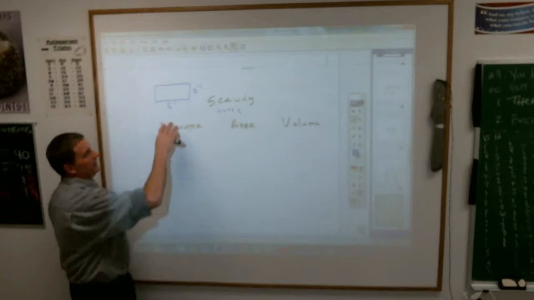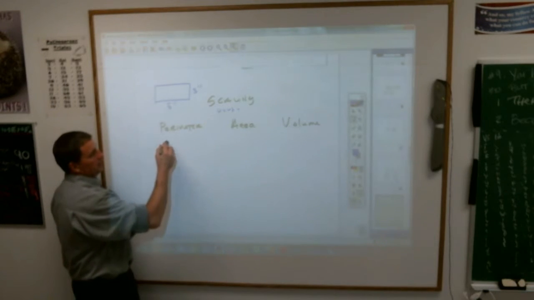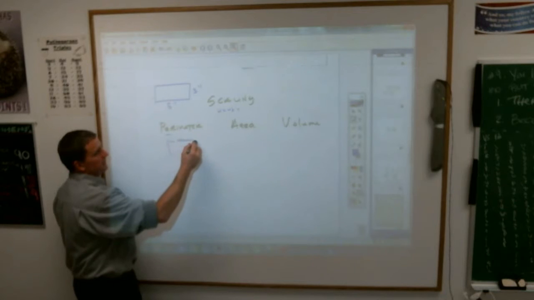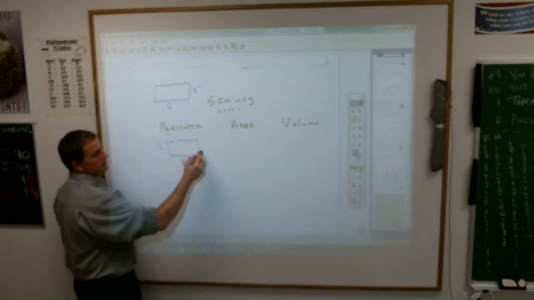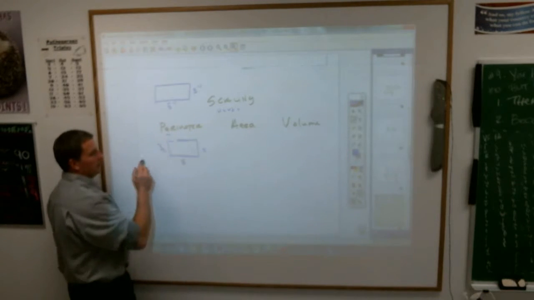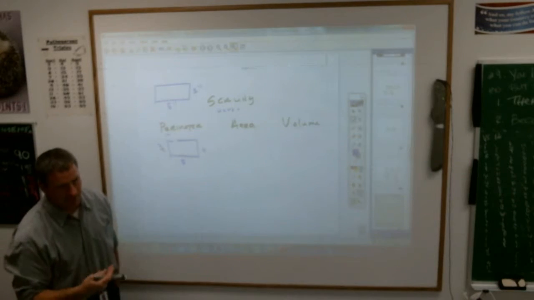What happens when you double the size of that pizza? Now let's figure it out when it's just a normal pizza. Here's my normal pizza. It's 3 by 5. What is its perimeter? I don't expect the whole math. You should be able to figure that out, what is the perimeter there? You can add all that in your head.